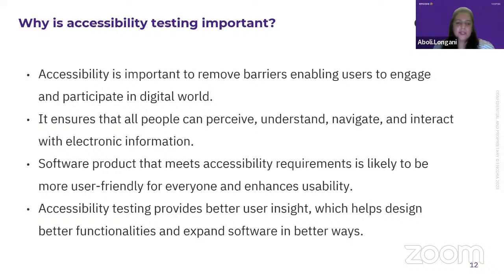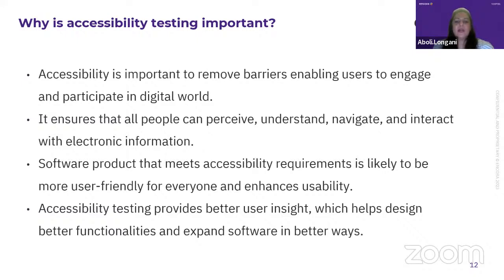Next, accessibility testing ensures that all individuals, regardless of their disabilities, can perceive, understand, easily navigate and interact with electronic information. The third is that a software product that meets accessibility requirements is typically more user friendly to everyone. By adhering to accessibility standards, the overall usability of the product is improved, and it becomes very easy and more intuitive for all users to use.